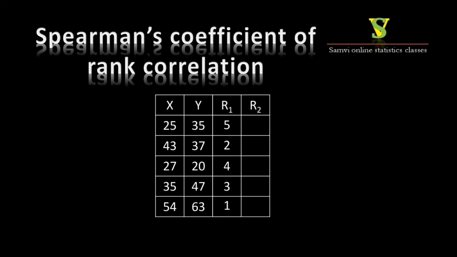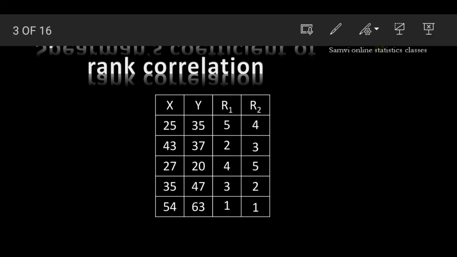Similarly, you have to allot the ranks for the y variable. In the y variable, highest is 63, allot the first rank. Next highest is 47, allot the second rank. Next highest is 37, allot the third rank. Next highest is 35, allot the fourth rank. And next highest is 20, allot the fifth rank. So like this, you have to allot the ranks.